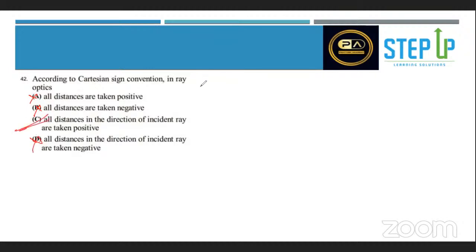Basically, this is right, because all the things which are in the direction of the incident ray are taken as positive, and those opposite to the incident ray are taken as negative. For example, if this is how the incident ray is coming, whatever is in this direction will be taken as positive. It comes back like this, so whatever goes in this direction will be taken as negative.